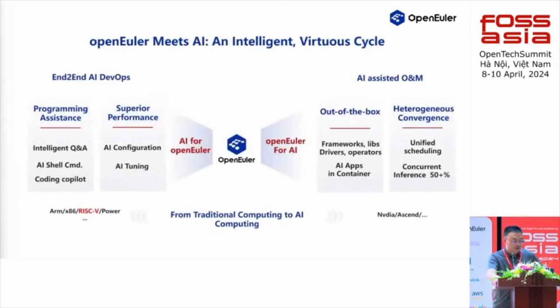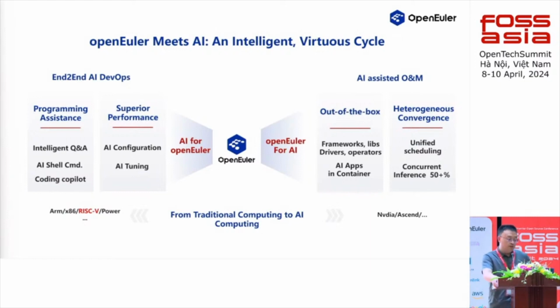Here are the details. On one hand, we offer end-to-end AI DevOps, like programming assistance. We have Euler Copilot, which was mentioned this morning, and we have an AI shell command for auto completion and recommendation. We are also working on a coding assistant like Copilot X from GitHub. We also did a lot of things to improve the performance of openEuler, from AI configuration and AI tuning.